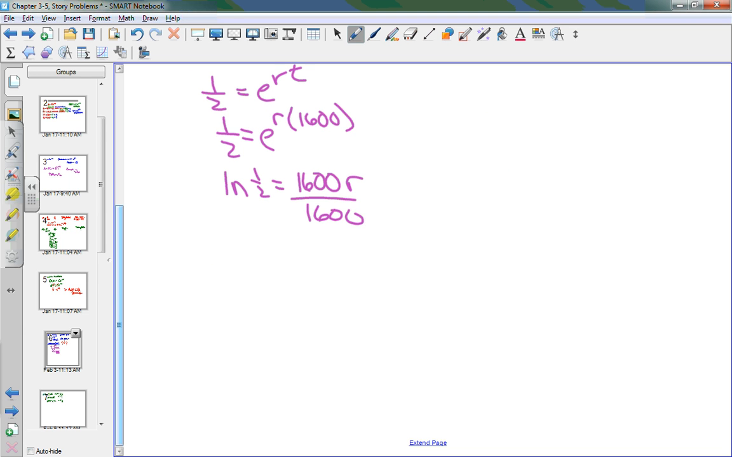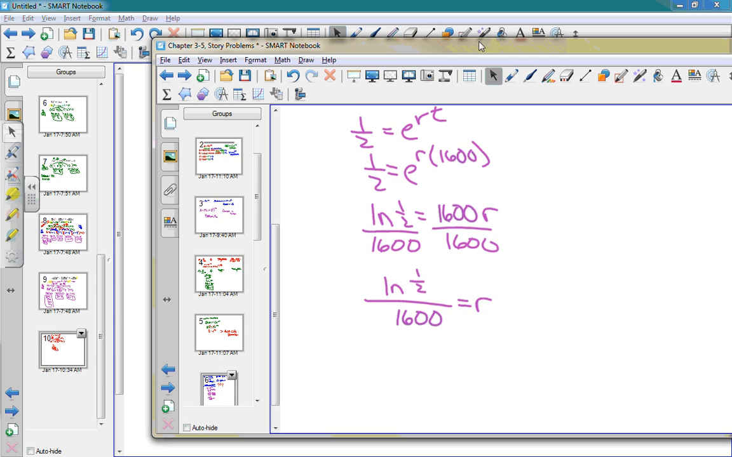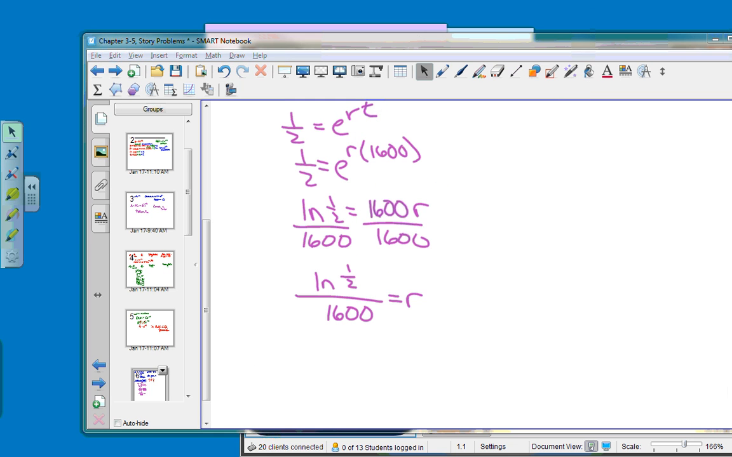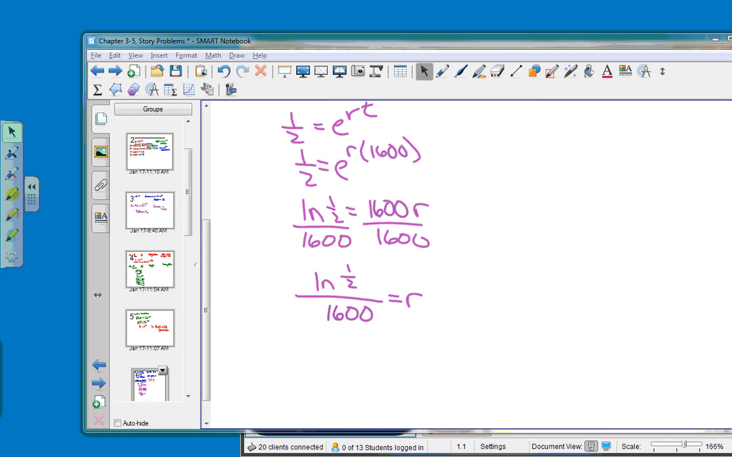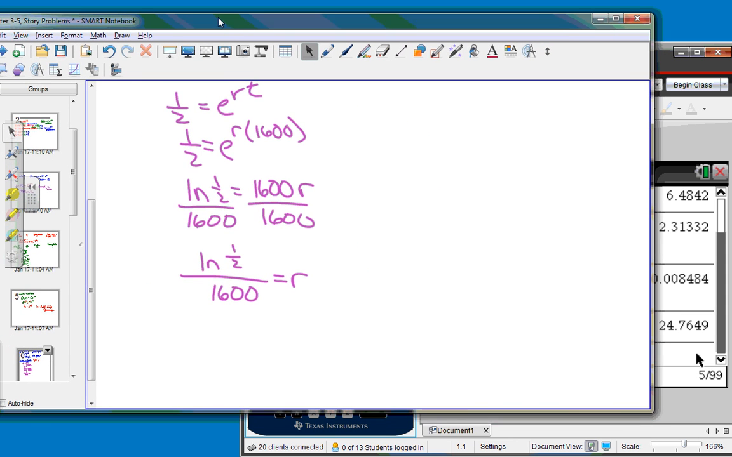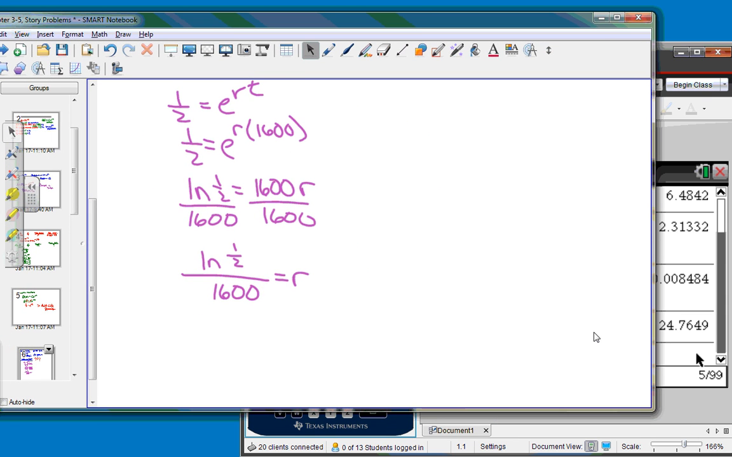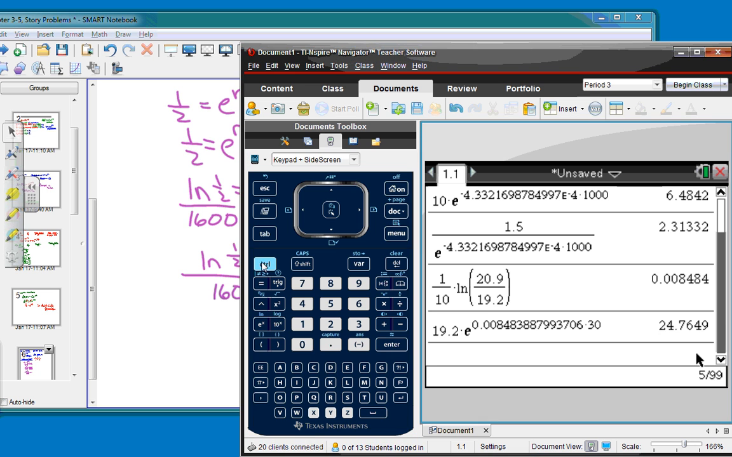Divide by 1,600. And the natural log of 1/2 divided by 1,600 is equal to your rate. Now, with that said, are we all paying attention here? These need to go away, and that's what I want. So, I'm going to Control W this.